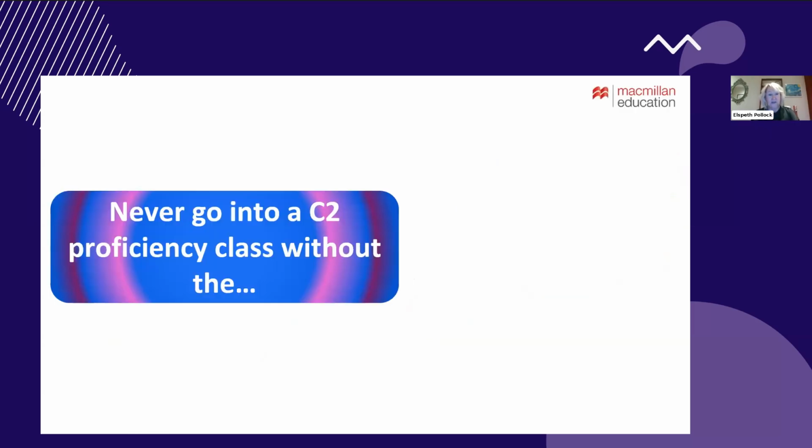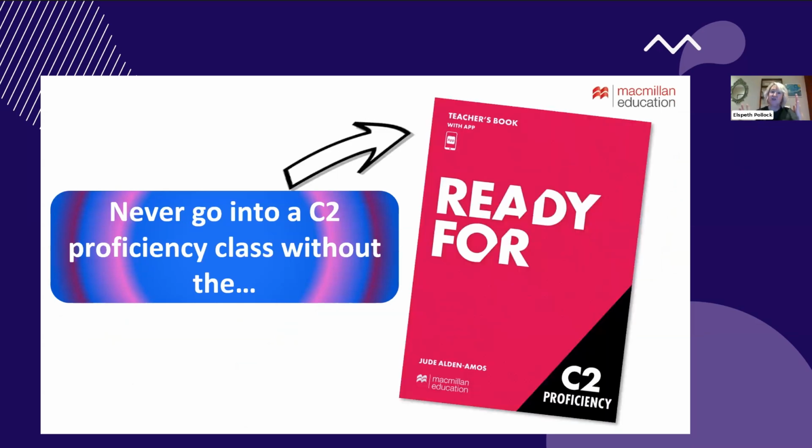Also, one huge tip I have, never go into a proficiency class without the teacher's book. Take the teacher's book under your arm wherever you go near a proficiency class. If you can imagine you're doing a reading comprehension and a student asks you, why is option C correct and option D is wrong? Now, I know that to read through that C2 level text and those multiple choice answers, C or D, it would take me quite a while to find the answer why.